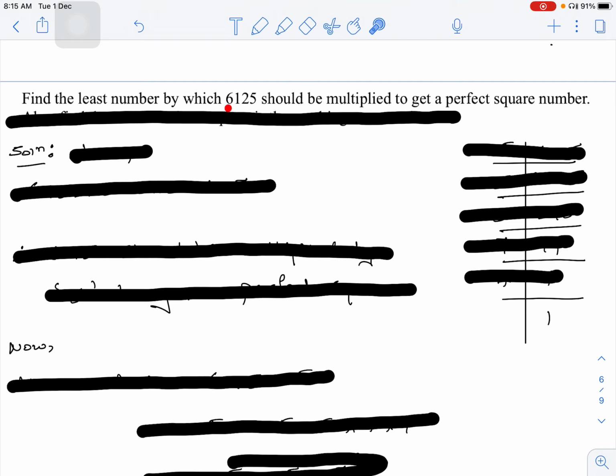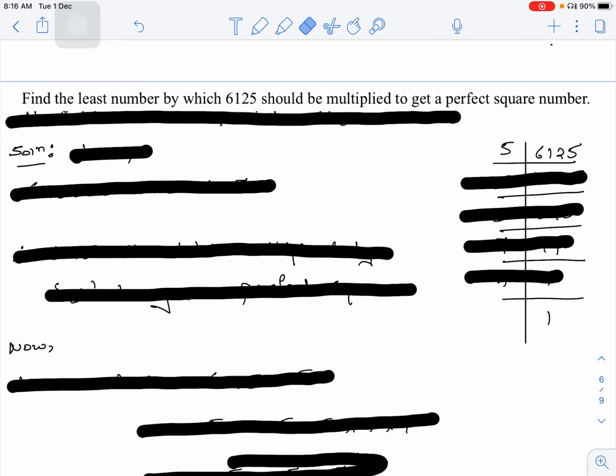Okay, so now we have the number 6125. We have to find the smallest number, the least number, which when we multiply it by 6125 will make a perfect square number. For that we will factorize this 6125 by the prime factorization method.